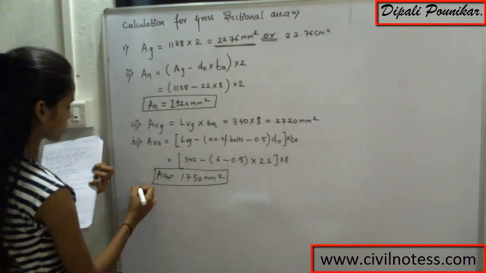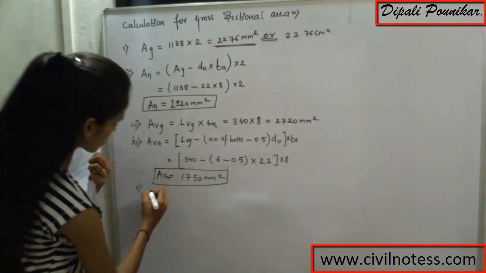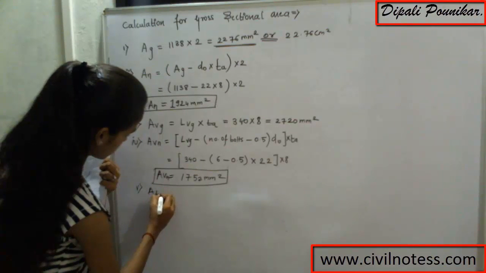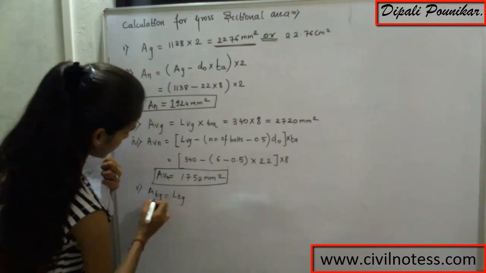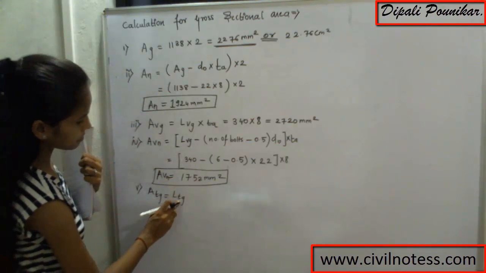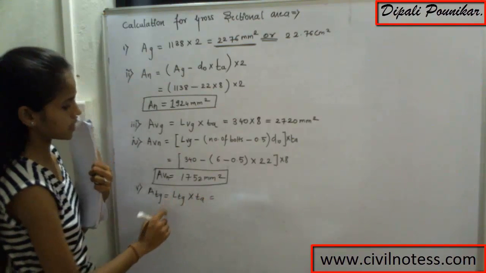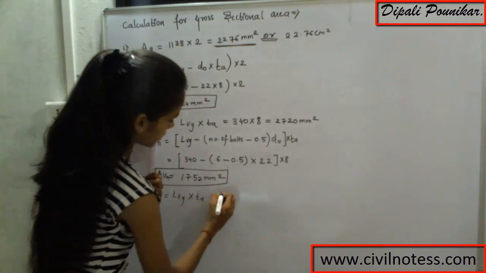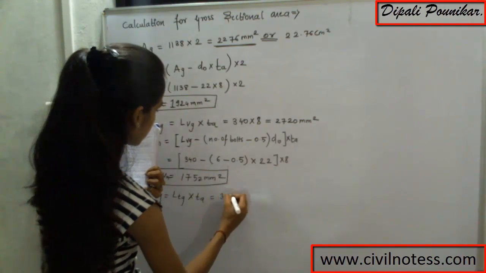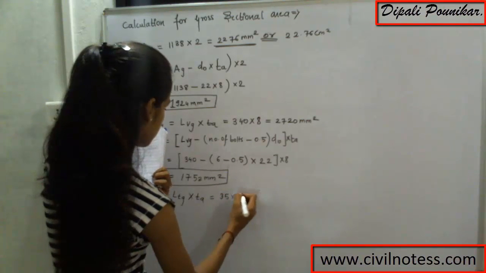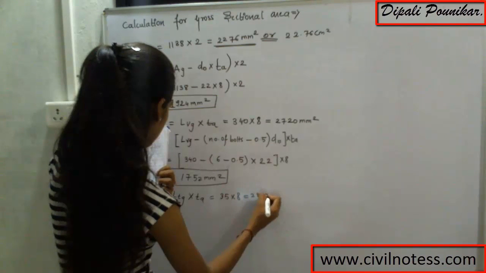And the next one is ATG. ATG is calculated by the formula LTG into TA. The LTG is 35 into 8, which gives 280 mm square.